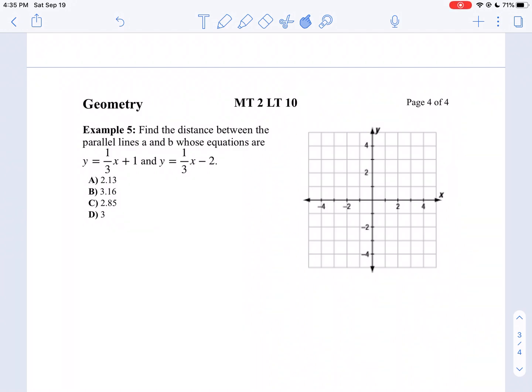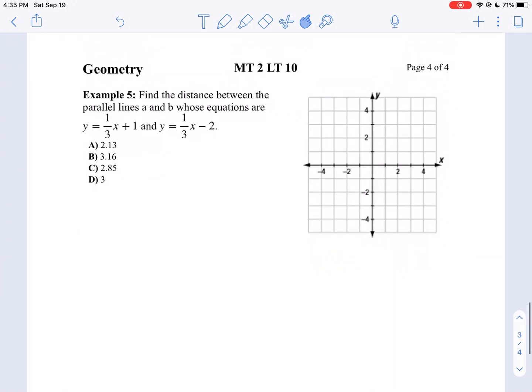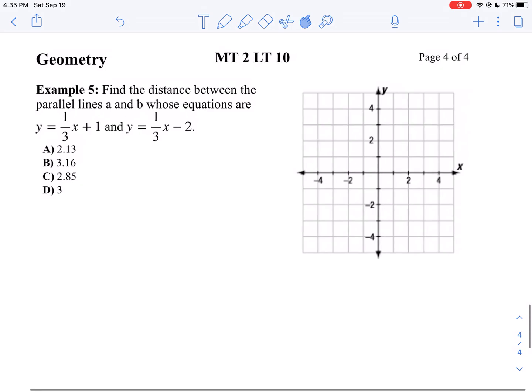In the last part of our seminar, I left you a doozy one to try by yourself. Notice, first off, it's multiple choice, and none of my answers are really nice answers except for choice D. Well, let's go ahead and graph our two lines.